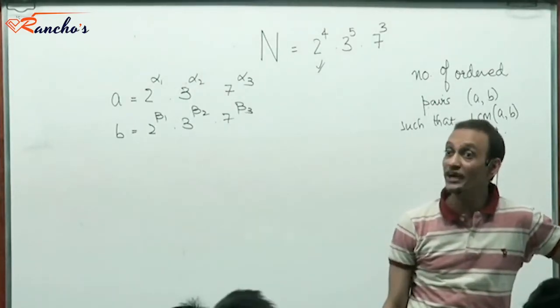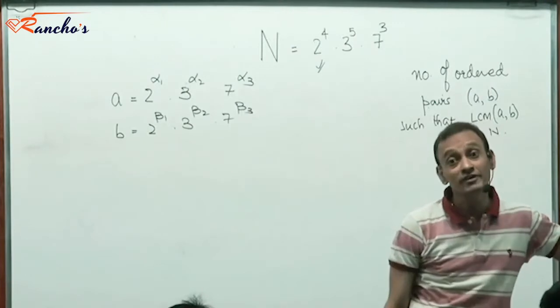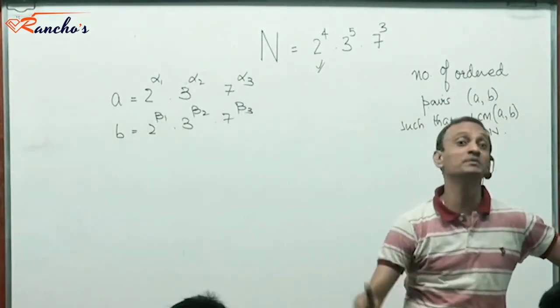The prime factors of A and B must be the same as prime factors of n if the LCM of A and B is n.